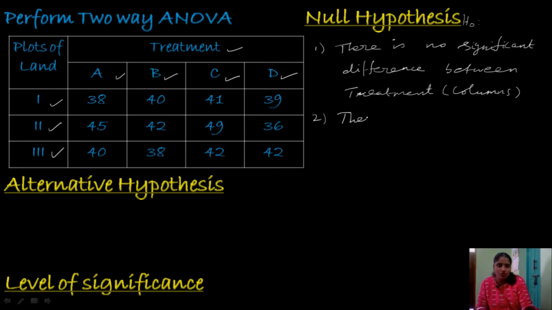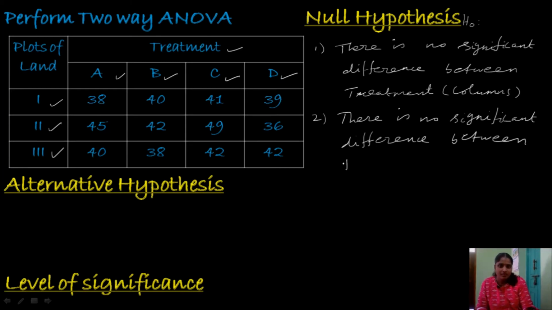Whereas for the second one, I have to set up the null hypothesis along row wise. Here there is no significant difference between rows, that is, between the plots of land. Here this is for row wise. So we have to set up the null hypothesis for two factors, one along the column and the other one along row wise.